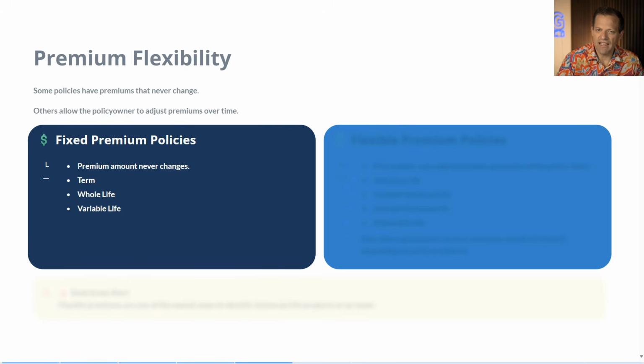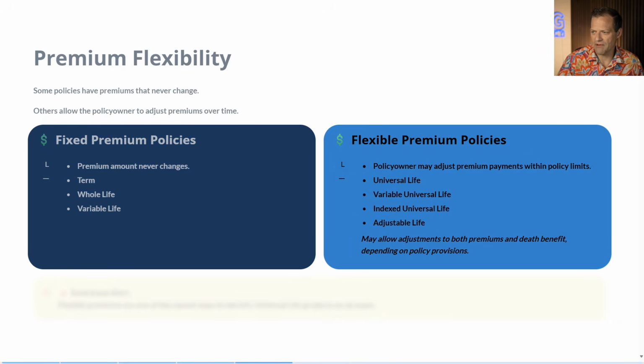It lays out in the plan that for that specified period of time, that premium is what it is. Sometimes it's the same for the entire length of the plan. Sometimes it alters based off of what we call bands. We'll eventually talk about that more. Or you can have what's called flexible premium policies, where the policy owner may adjust premium payments within policy limits.